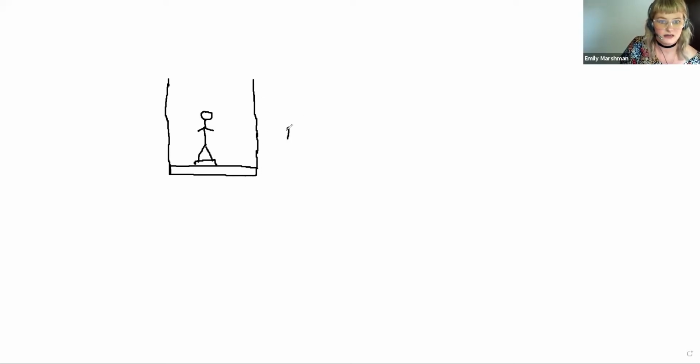So let's suppose the elevator is accelerating up. Okay, so this is like you're starting on the bottom floor and you're working your way up. While the elevator is accelerating up, let's think about what the scale will read.